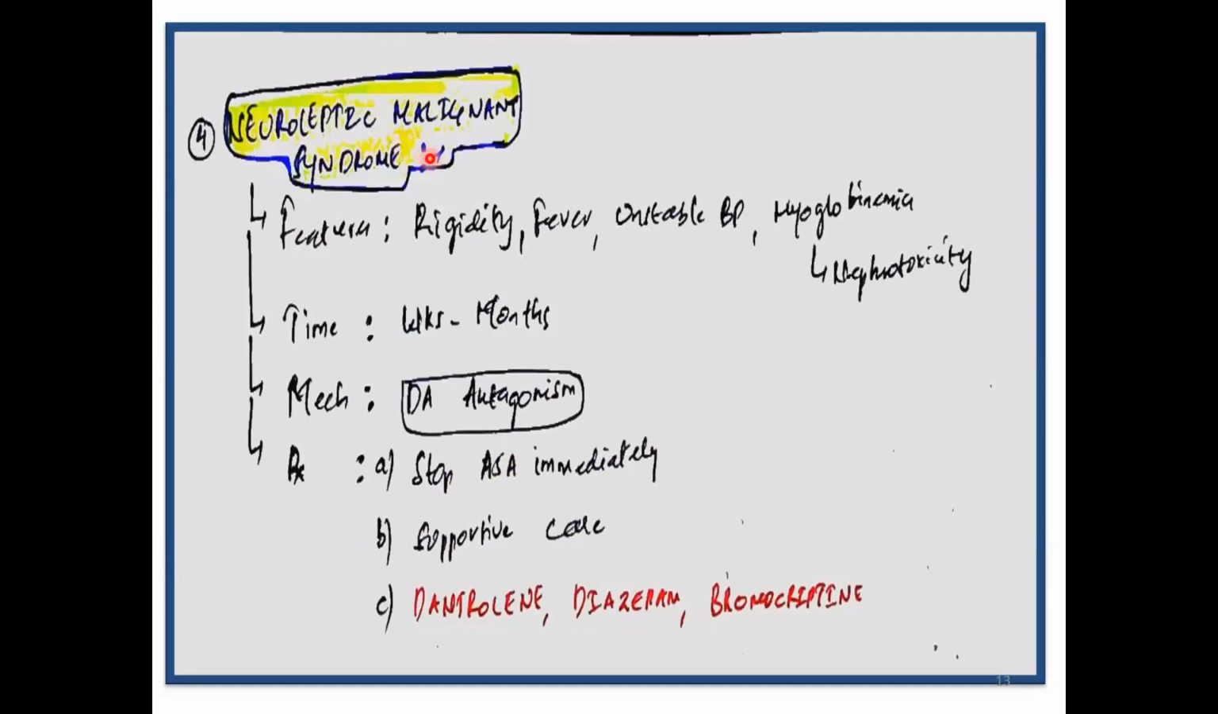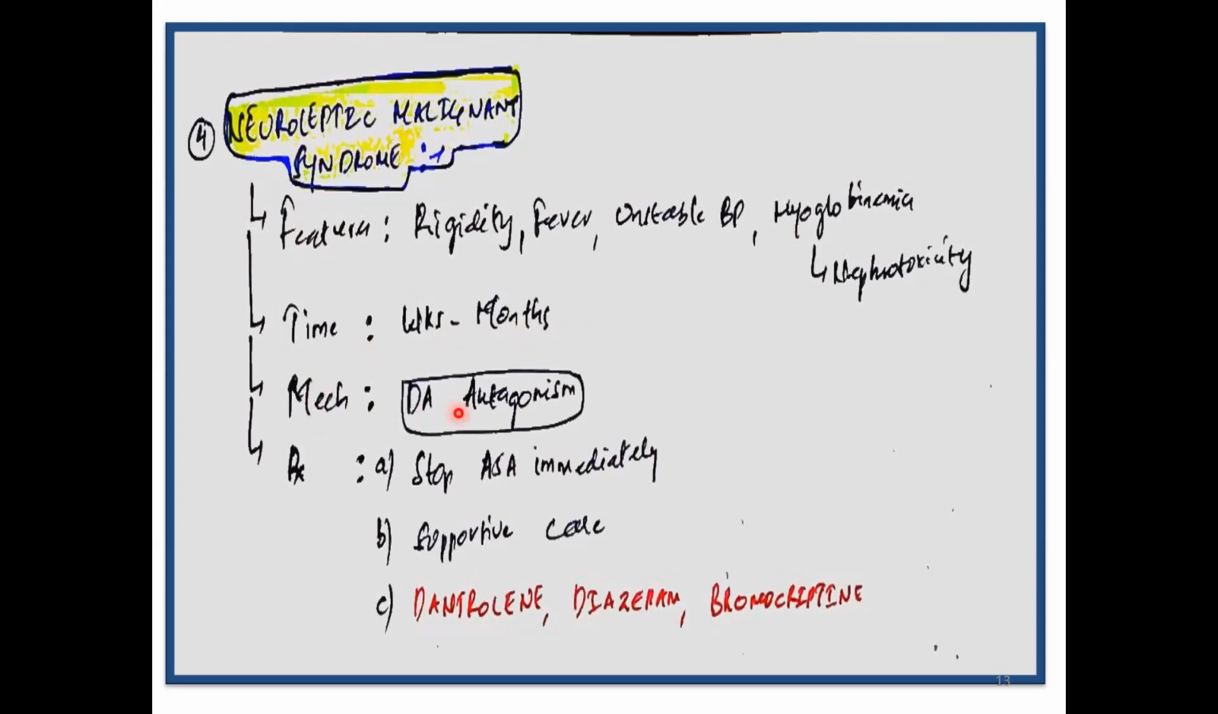Coming once again to early side effects of typical antipsychotic agents, that is neuroleptic malignant syndrome. However, it is very rare. You will see features in the form of increased muscle activity and rigidity, which is responsible for fever, unstable blood pressure, and release of myoglobin, leading to myoglobinemia, to the extent that it can cause nephrotoxicity and hence renal failure. It usually starts within weeks to months of the start of therapy.